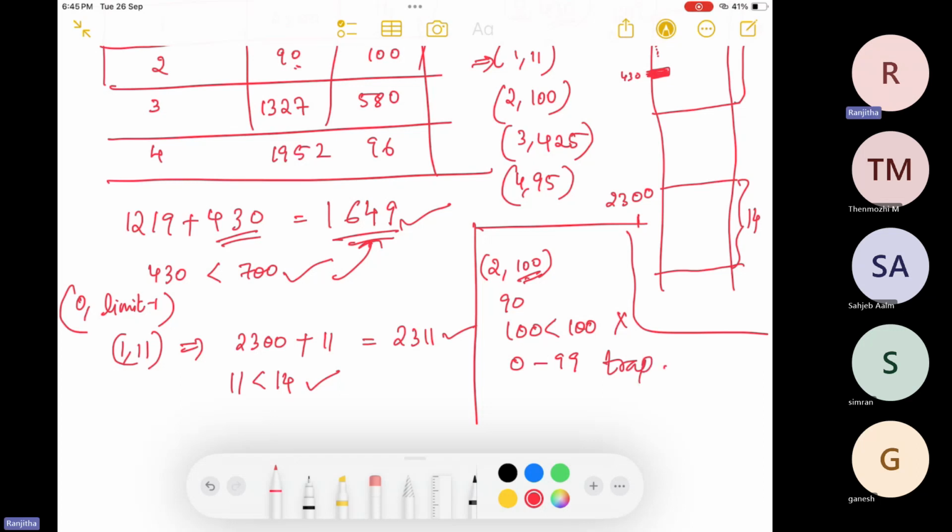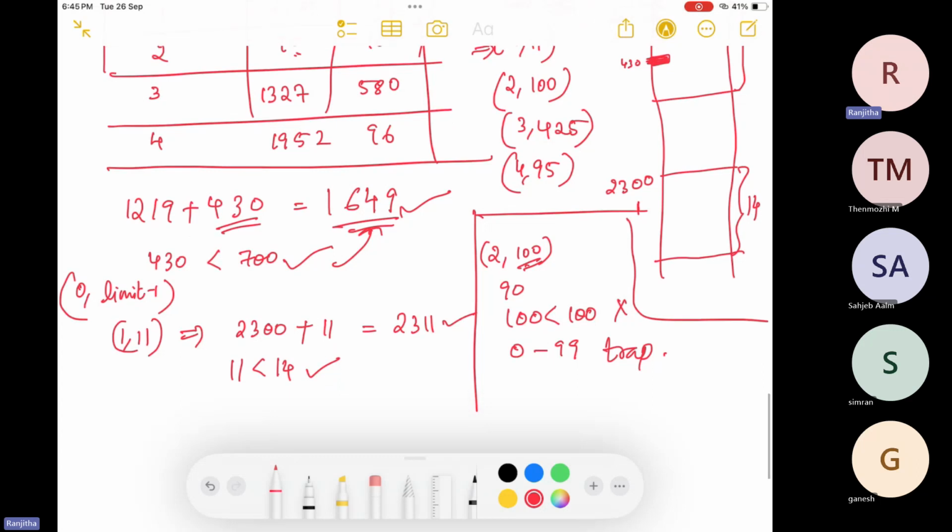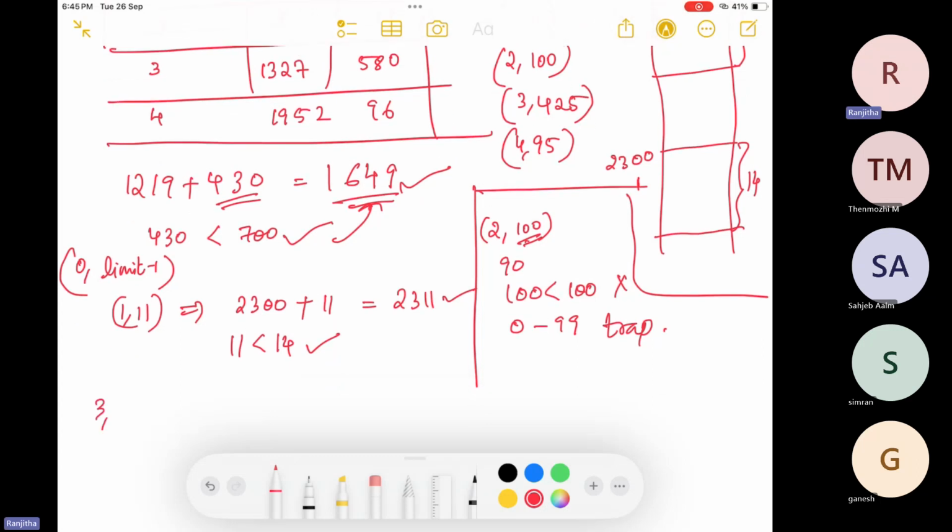Then the next one is 3, 425. Here the base is 1327 plus 425. 425 is less than or equal to 580 minus 1, which is 579. Right? Correct. So we add this up and we get 1755 as the physical address.